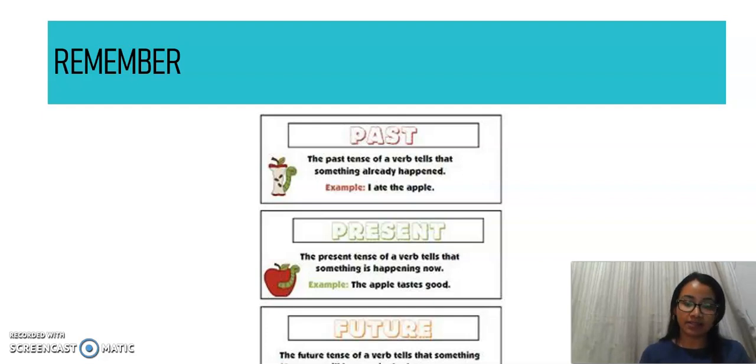Then we have the present, that tells that something is happening now. For example, the things that you are doing right now or things that you do every day. And then we have the future tense that tells that something will happen in the future. It is not happening yet.